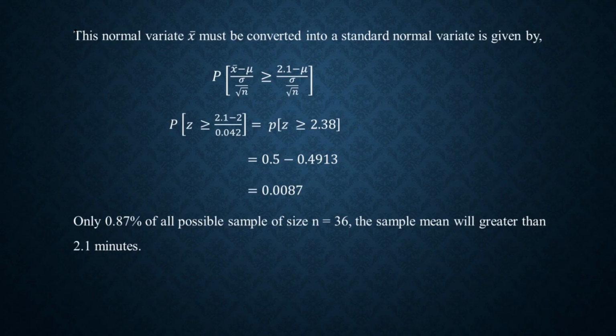Now, (x bar minus mu) by sigma by root n can be represented by z. So, we have P of z greater than or equal to 2.38, which is equal to 0.5 minus P of z less than or equal to 2.38. Now, by using the table value, we have P of 0 less than or equal to z less than or equal to 2.38 value is 0.4913. So, we have the probability value as 0.0087. It means 0.87 percent of all possible samples of size n equal to 36 will have a sample mean greater than 2.1 minutes.